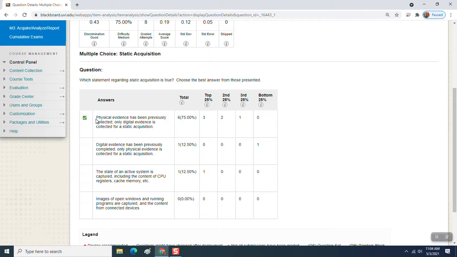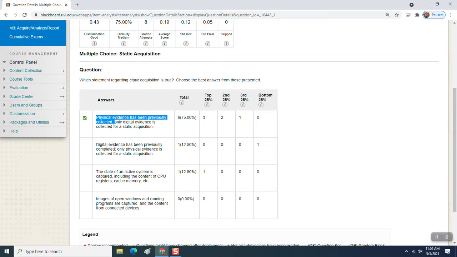Physical evidence has been previously collected. Only digital evidence is collected for a static acquisition. That would be a correct answer because during the live acquisition, you're using a digital camera to capture, okay, what cables are plugged into the machine? Are there any thumb drives inserted? What's running on the screen? All that kind of stuff. That's basically physical evidence. So physical evidence would be previously collected during the live acquisition phase, so that's a true statement.